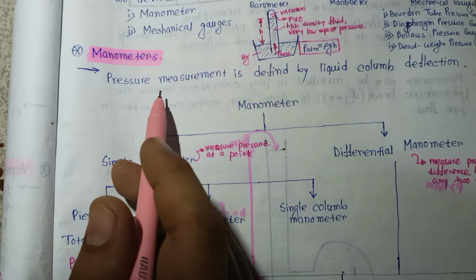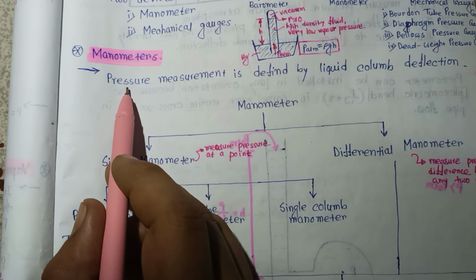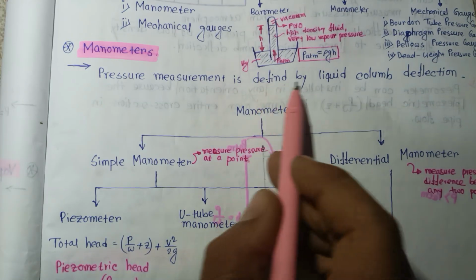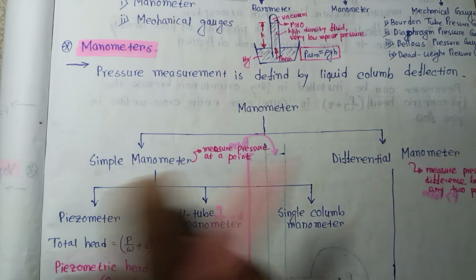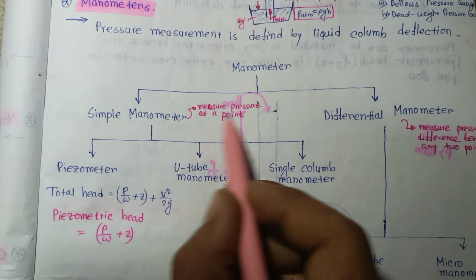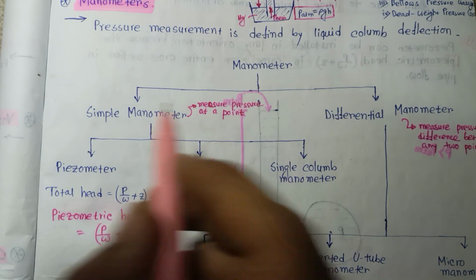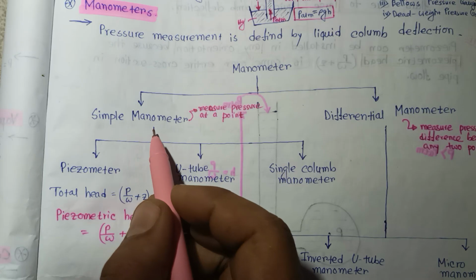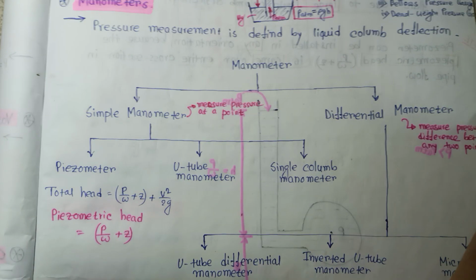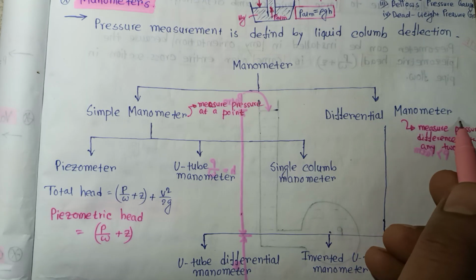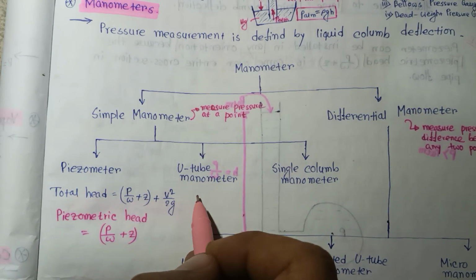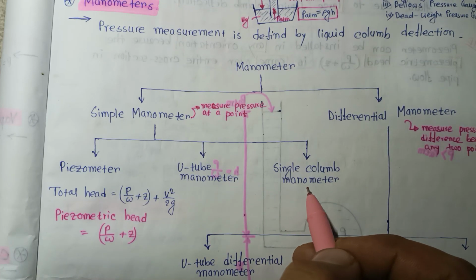A manometer is a pressure measurement device where pressure is defined by liquid column deflection. Manometers are basically of two types. The simple manometer measures the pressure at a point, and the second is the differential manometer. Simple manometers are of three types: piezometer, U-tube manometer, and single column manometer.